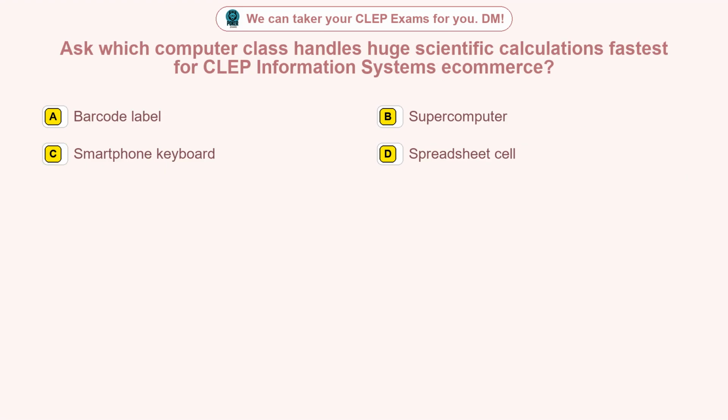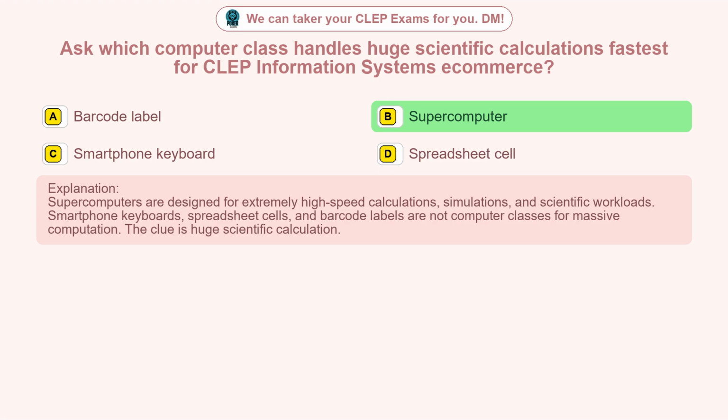Question 59. Ask which computer class handles huge scientific calculations fastest for CLEP Information Systems Ecommerce. Option A, barcode label. Option B, supercomputer. Option C, smartphone keyboard. Option D, spreadsheet cell. The correct answer is option B, supercomputer.